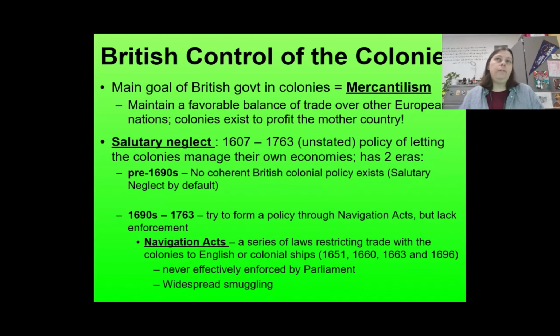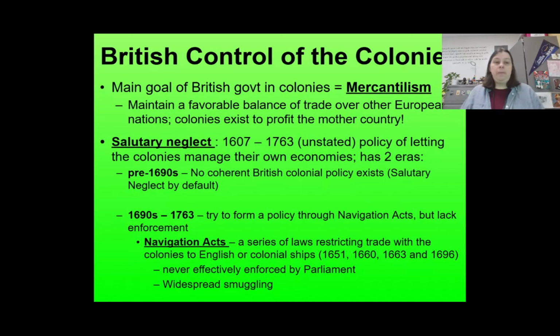So instead of the colony of Virginia trading with Saint-Domingue, a French colony, for rum or sugar, say, that sugar would go from Saint-Domingue to England and then from England to Virginia, instead of just going directly from the French colony to Virginia itself. So the Navigation Acts are kind of a pain if you are a colonist. They make things more expensive because it's got to go on a much longer journey. You've got to pay additional taxes.